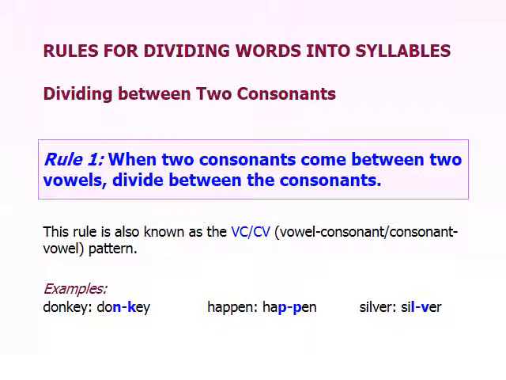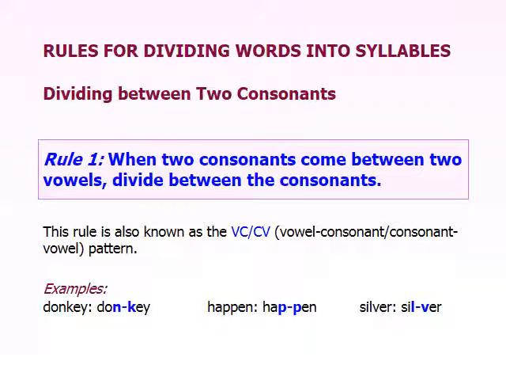So if we look at the word donkey, the first vowel is O, and then the first consonant is N, and then another consonant, K, and then we have another vowel, E. So we're going to divide between the 2 consonants, between the N and the K. In the next example, happen, we have an A as our vowel, and then a P and a P, and then an E at the end. So we're going to divide between those two consonants.